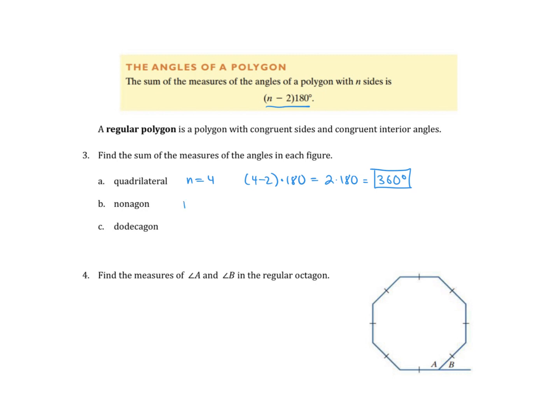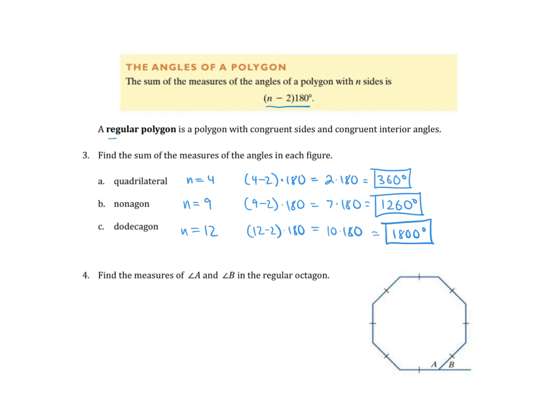In a nonagon, it has 9 sides, so we're going to do 9 minus 2 times 180. That gives us 7 times 180, which is 1,260 degrees. And a dodecagon has 12 sides. 12 minus 2 times 180 gives us 10 times 180, which is 1,800 degrees.